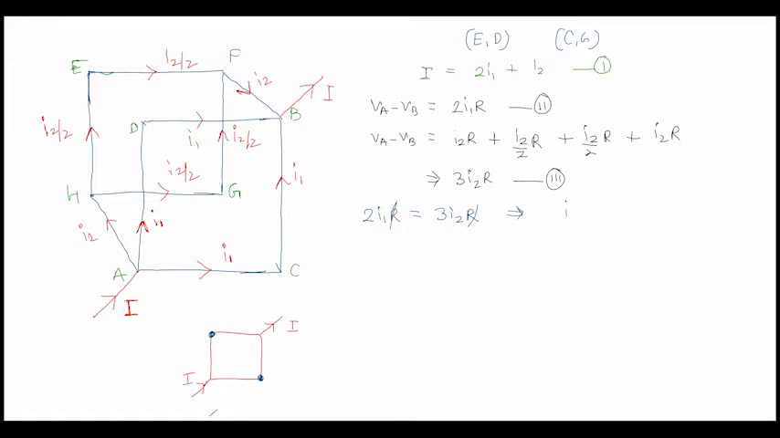So I1 can be written as 3I2 by 2. If I put this value in equation 1, we can write that capital I is equal to 2I1, that is 6I2 by 2, plus I2. So we obtain I2 is equal to capital I by 4, and I1 is equal to 3 by 2 times I2, that is I by 4, so 3I by 8.